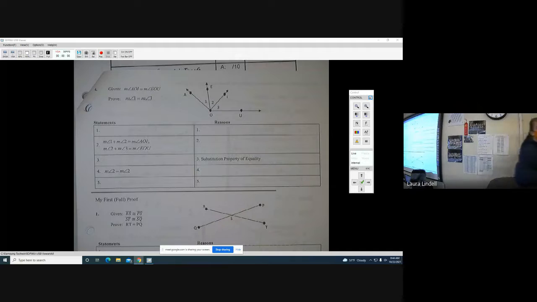Go ahead and start filling in what you can. Fill in the given. Fill in what we're trying to prove at the end. Fill in anything else that you think you notice. Like if you see reflexive or symmetric or something on there, fill that in. If you see angle addition or segment addition or regular addition, fill in what you know. And then we'll fill in the rest together.